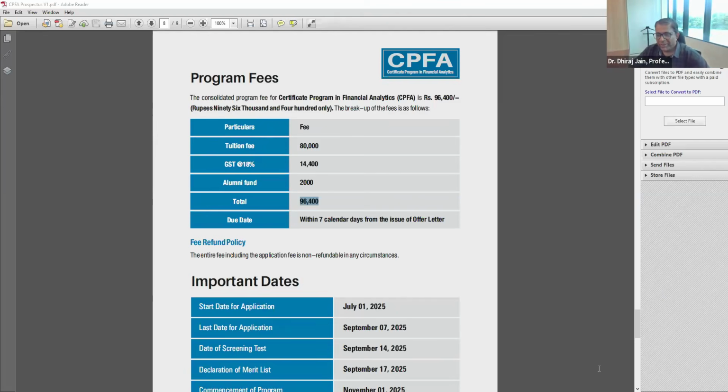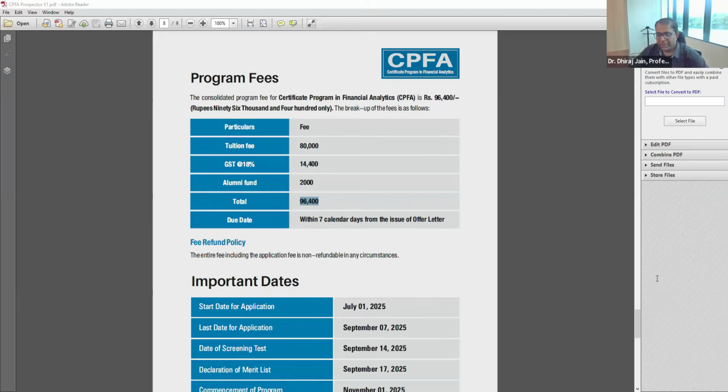Is there any concession for bulk registration from a particular organization? You have to talk to the admission department. I don't think so. We did think about bulk registrations, but if there's a possibility of bulk registration for 5 to 10 people, you can talk to the marketing or admission department. They might be able to tell you better on that.